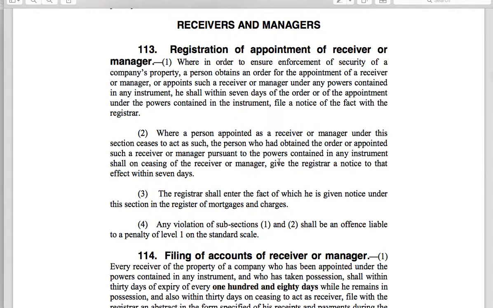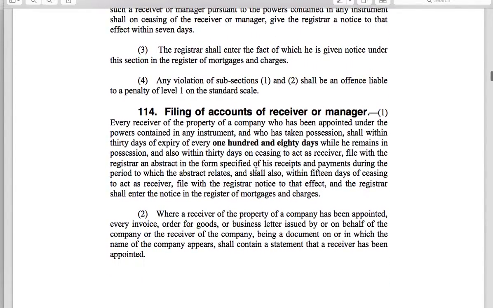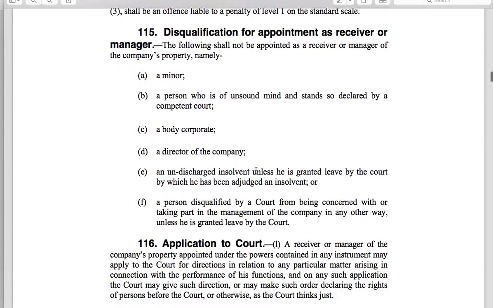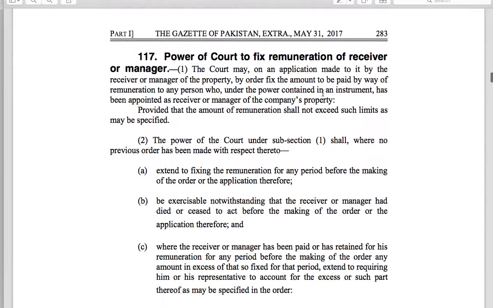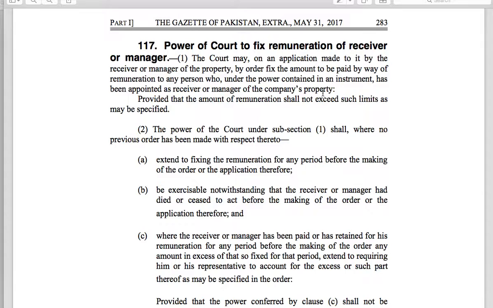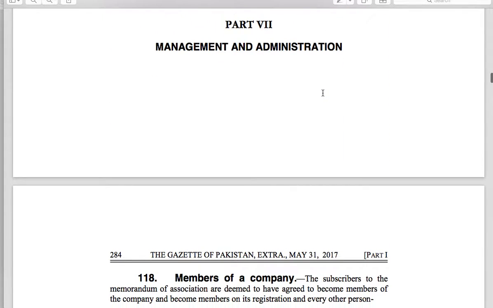And if the company goes bankrupt or is unable to pay, and the creditors come to take charge of the company, then these sections will come into play of receiver and manager, and then accounts will be drawn, and then who can be a receiver, appointer, and then application will be made to the court so that the creditors are paid, and the company is wound up, or the debts are paid and the company is restructured. Now we come to the bylaws, or how to manage a company according to Company Act 2017.